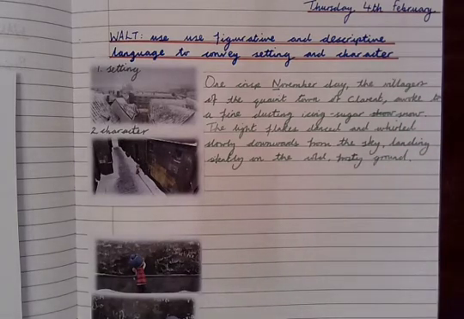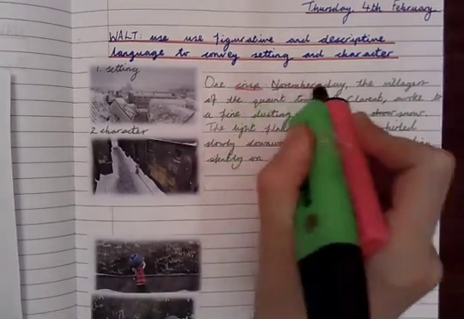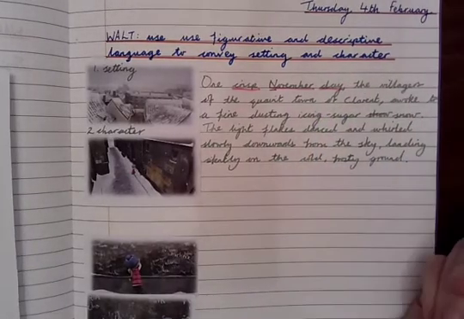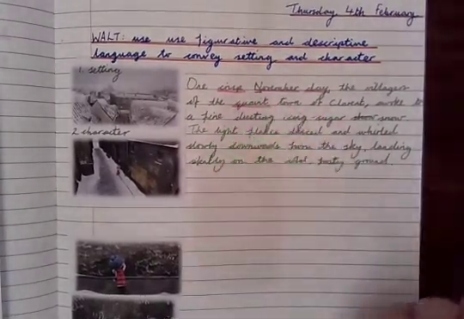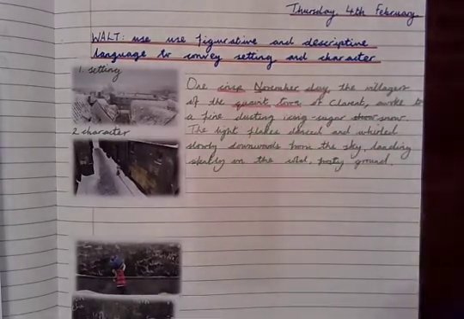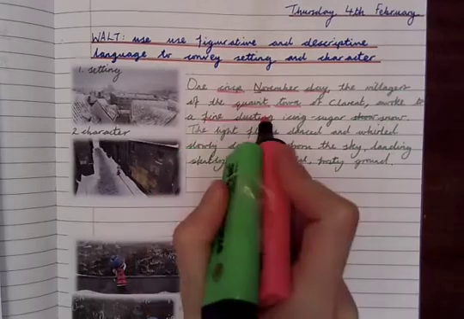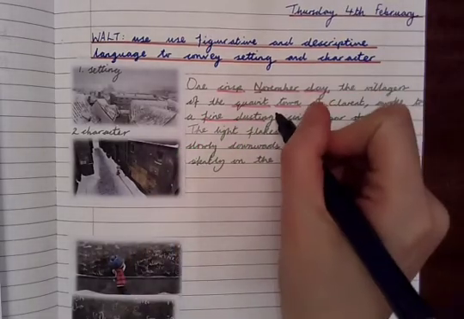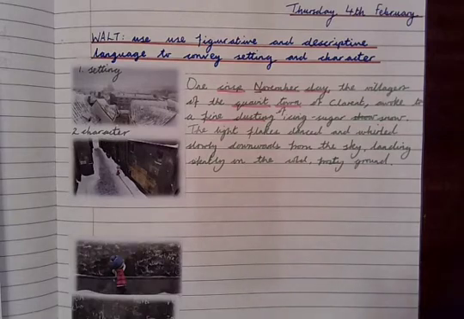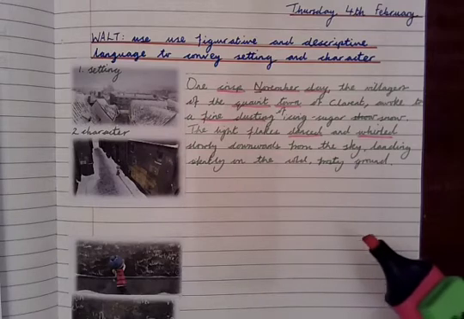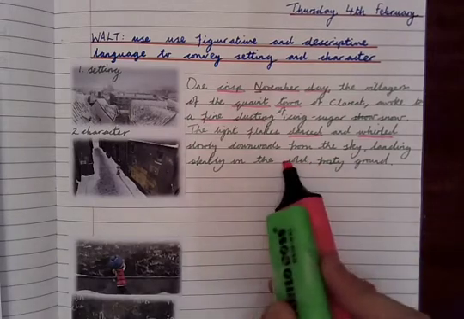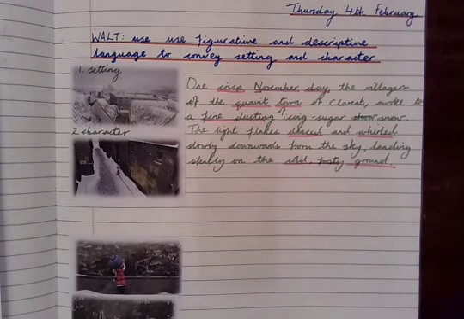Let's read that back and see if I've effectively conveyed the setting. One crisp November morning, or one crisp November day, the villagers of the quaint town, as I said, it means unusual, the quaint town of Claremont, awoke to a fine dusting of icing sugar snow. The light flakes danced and whirled, some use of personification there, slowly downwards from the sky, landing silently on the cold, frosty ground. So already I think the reader is going to be quite intrigued. I haven't given too much away at this point.